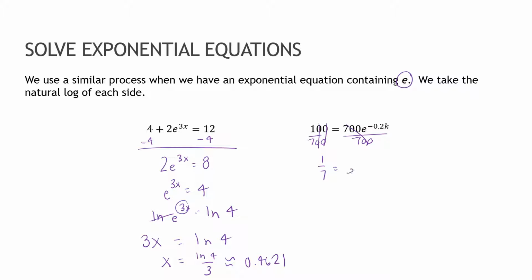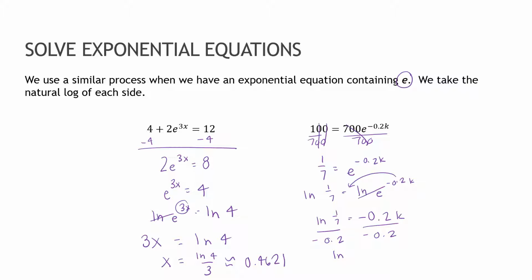And on this side I have e to the negative 0.2k. Now, because my base is e, I have to use natural log. So the natural log of 1/7 equals the natural log of e to the negative 0.2k. Remember, this guy is 1, and this comes out front. So I have the natural log of 1/7 equals negative 0.2k. I'm going to divide each side by negative 0.2.